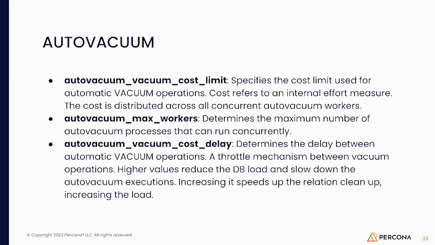The cost is an effort measure. It means that it's not something like a number of IOs, it's not a number of cycles on CPU and so on. It's a measure of effort in the database. And once the auto vacuum execution reaches the cost limit, it will stop for a while until it retries. So that means that auto vacuum runs in small batches. The higher the cost, the more aggressive the auto vacuum will be.